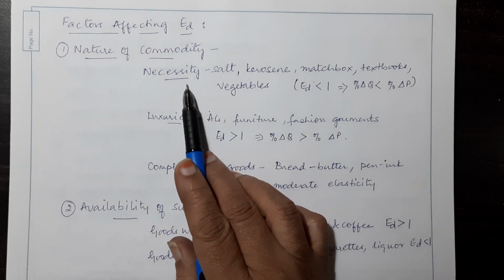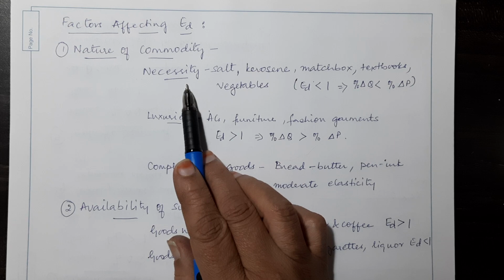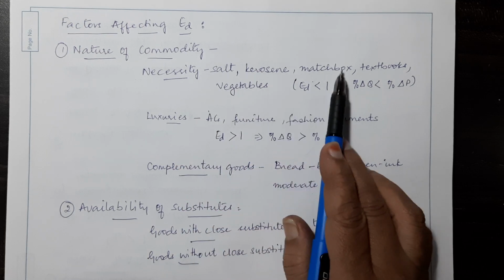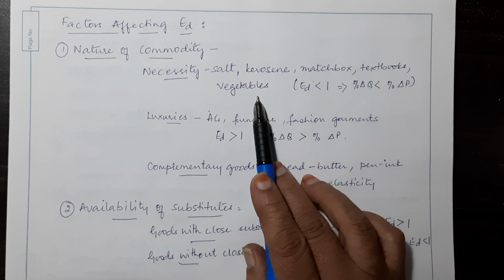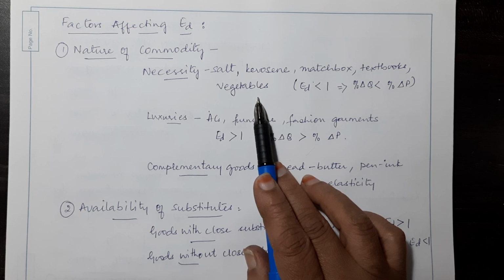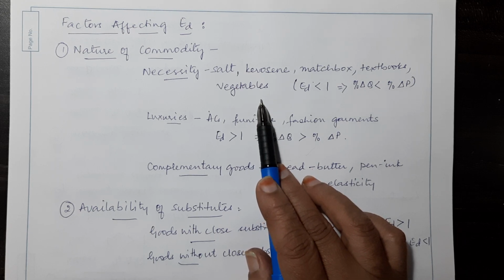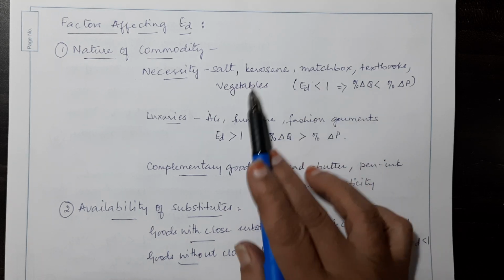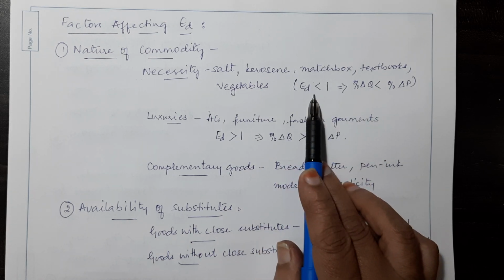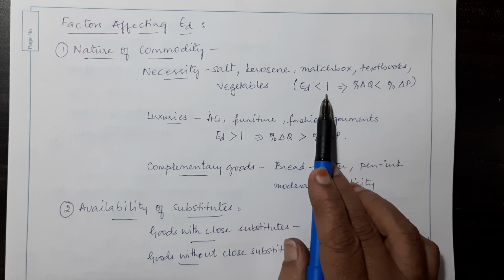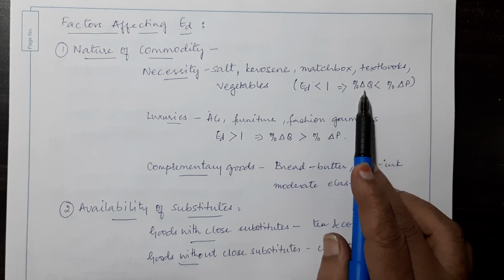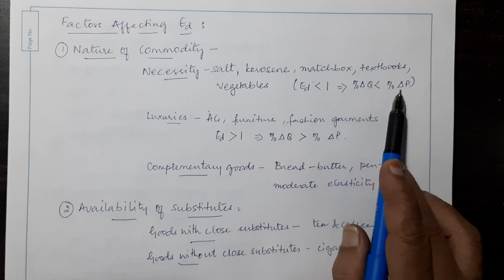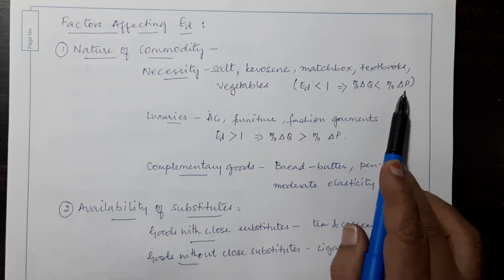So here there are commodities that are of necessity like salt, kerosene, matchbox, textbooks, vegetables. So these are some of the necessities. We cannot forego these things, though they are very low priced. In these cases, the elasticity of demand will be less than 1. Why? Because here the percentage change in quantity demanded is less than the percentage change in price.